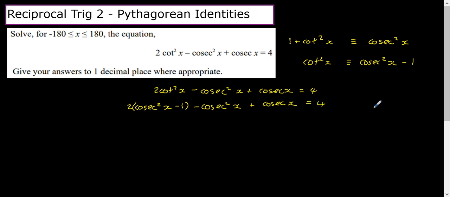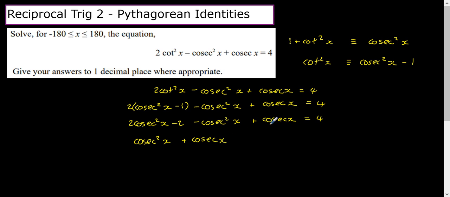equals 4. We'll expand this bracket and collect our like terms together. Well, we'll expand the bracket first, shall we? 2 cosec squared x minus 2 minus cosec squared x plus cosec x equals 4. Now we'll collect our like terms together. 2 cosec squared x minus cosec squared x is just 1 cosec squared x plus cosec x minus 2, and then subtract 4, so we get minus 6 equals 0.